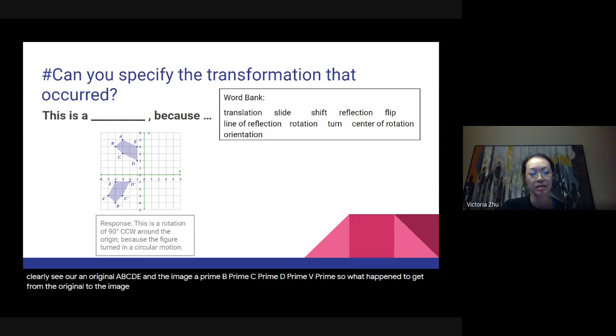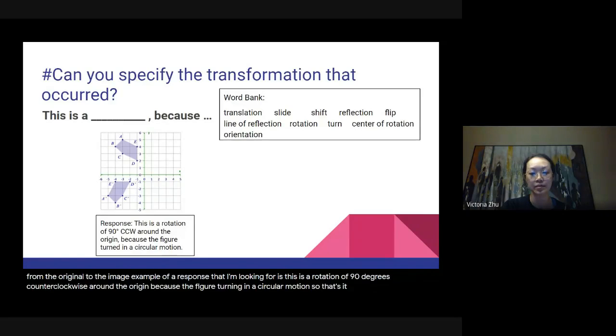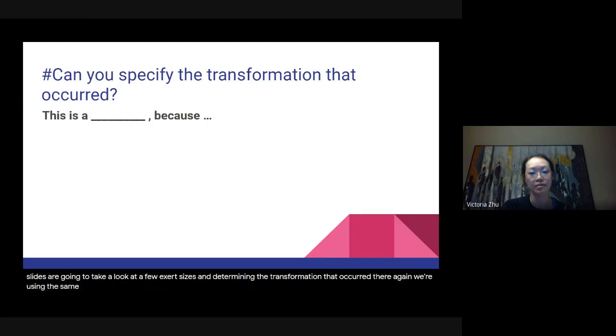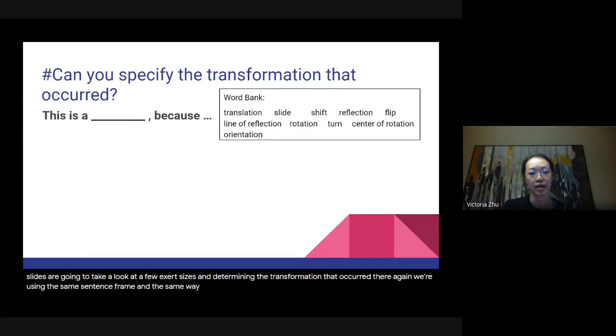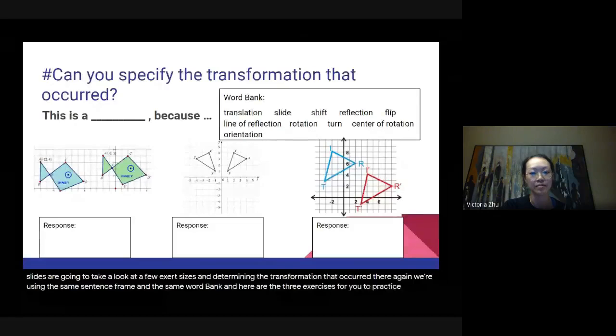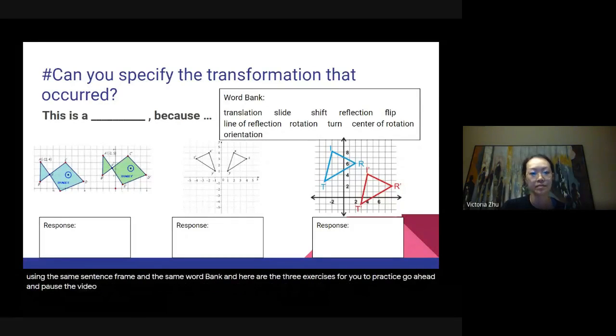An example of a response that I'm looking for is: this is a rotation of 90 degrees counterclockwise around the origin because the figure turned in a circular motion. So that's an example. In the next few slides, you're going to take a look at a few exercises and determine the transformation that occurred there. Again, we're using the same sentence frame and the same word bank. And here are the 3 exercises for you to practice. Go ahead and pause the video.